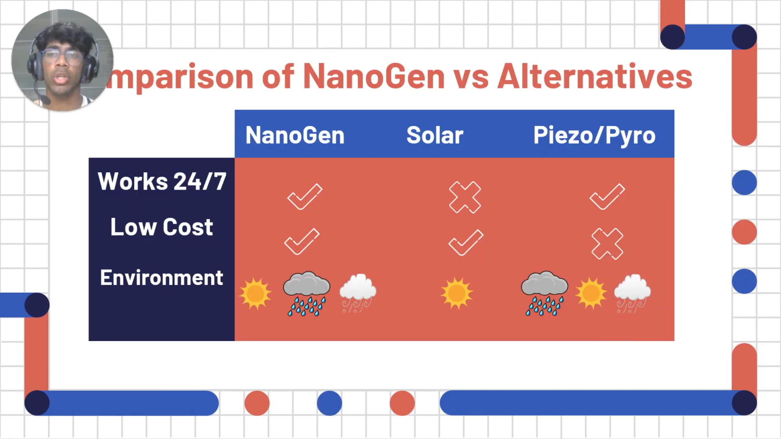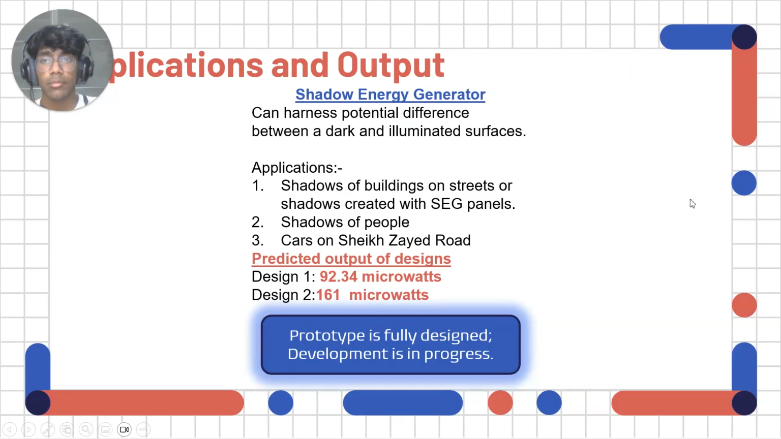Let's compare NanoGen to other present alternatives. NanoGen works 24/7. It's extremely low cost, and it works in all environments, whether it's raining, whether it's sunny, or whether it's day. Solar energy, however low cost it is, can only work in the day. It cannot work without the presence of sunlight. Piezo and power electricity can work 24/7, but they are not low cost. They cost a lot, and hence they're not feasible, especially in marginalized communities.